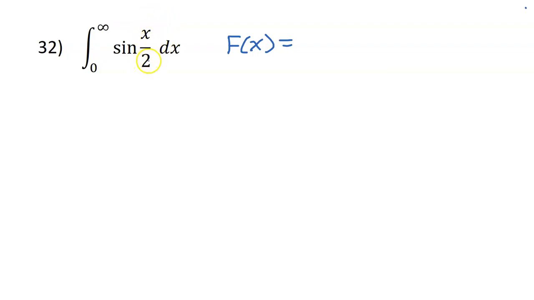We always end up dividing by u prime. And dividing by 1/2 is the same as multiplying by 2. So we can put a 2 in the front. After that, the antiderivative of sine is negative cosine. So we'll have negative 2 cosine u. Don't worry about the plus c.